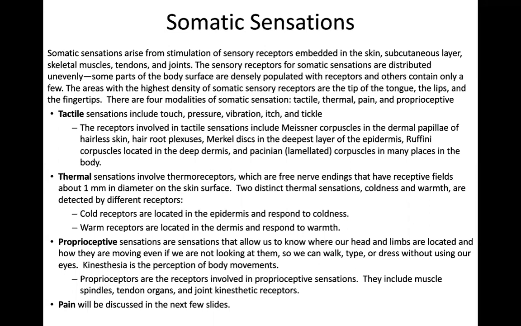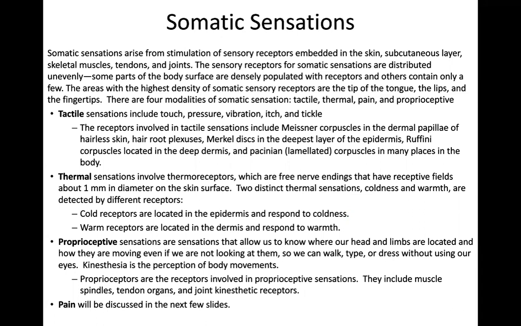Okay, so thinking back to our first slide of information, not the title slide, we said that there were two main categories of sensations: special senses and general senses. We said there were two types of generals: somatics and viscerals. So we're talking here, obviously, based on the title of the slide, about somatic senses. These arise from stimulating sensory receptors in the skin, the subcutaneous layer, which is just deep to the skin, our skeletal muscles, our tendons, and our joints.